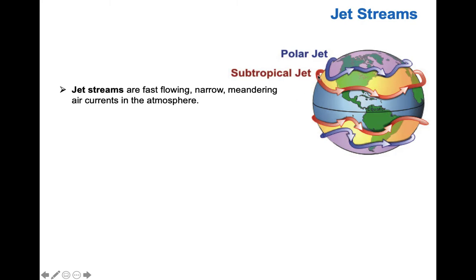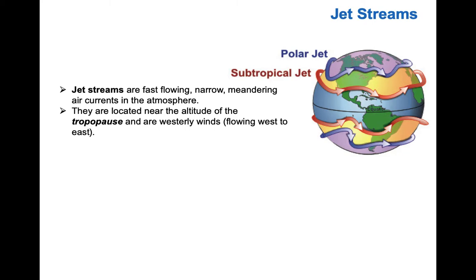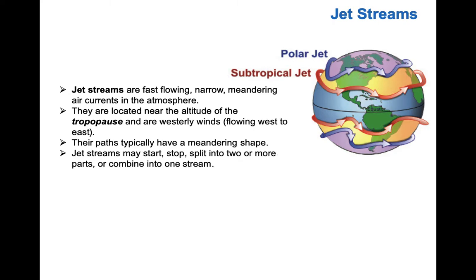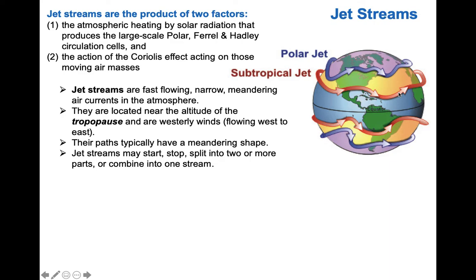But notice that these jet streams are not moving along a straight line, but they're actually meandering just like a river and curving along as they circle around the Earth. They're located near the altitude of the tropopause, the boundary between the troposphere and stratosphere, and they're always flowing from west to east. And jet streams may actually start, stop, split into two or more parts, or combine into one stream to become even much stronger.